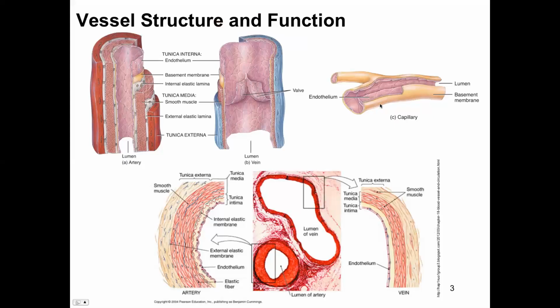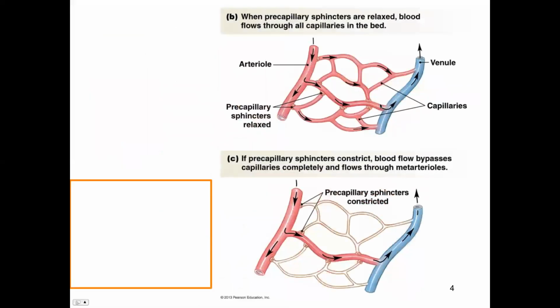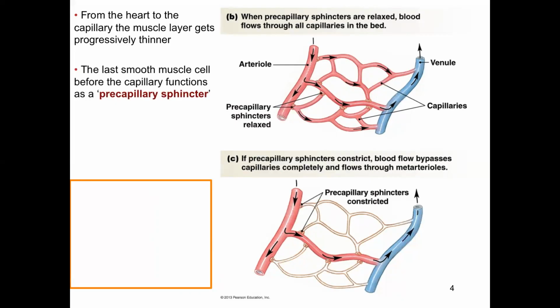Now, as you can tell, as you get further and further from the heart, the vessels get smaller and smaller, and the layers get thinner and thinner, including the muscle layer. And eventually what you're going to have on the arterial side is the very last muscle cell. And that very last muscle cell actually has a function other than just being a muscle cell, and that is that it acts as a sphincter.